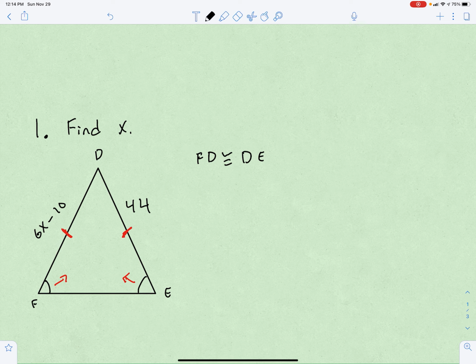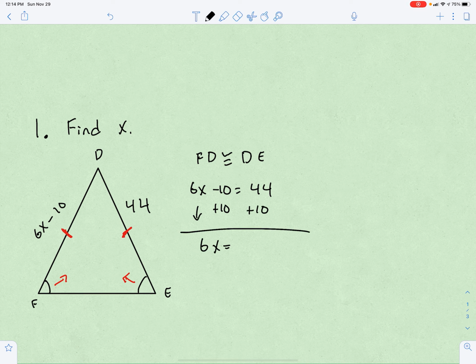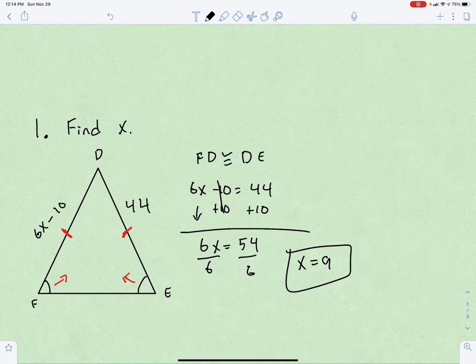So now that I know that, I can go ahead and write out 6x minus 10 is equal to 44. Easy solve here. Plus 10 on both sides. That comes down. I got 6x is equal to 54. Divide both sides by 6, and I get x is equal to 9, which is exactly what I wanted. We were trying to find x on that one.